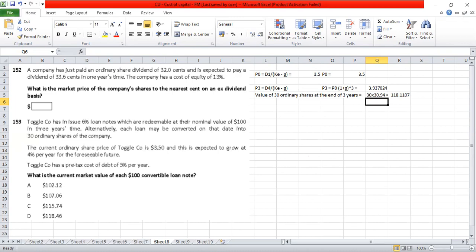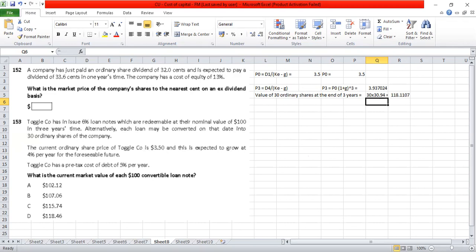When would this conversion happen? This conversion will happen 3 years later. So at that time, what is the value of this loan capital? Loan amount of 6% interest rate. The nominal value is 100 in 3 years time. Okay. At that time, nominal value of $100 in 3 years time. Fine. The other details are the pre-tax cost of debt is 5% per annum.